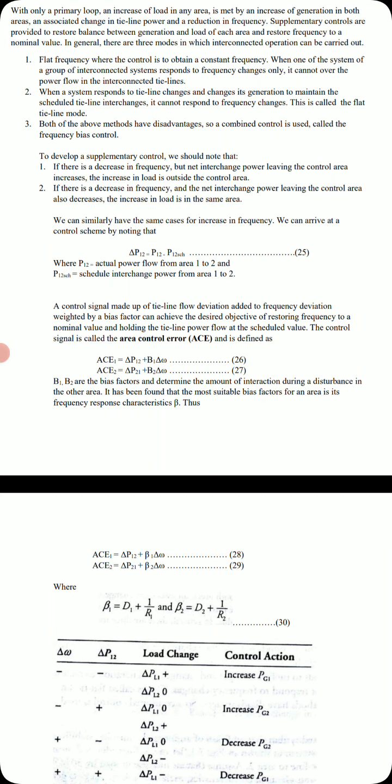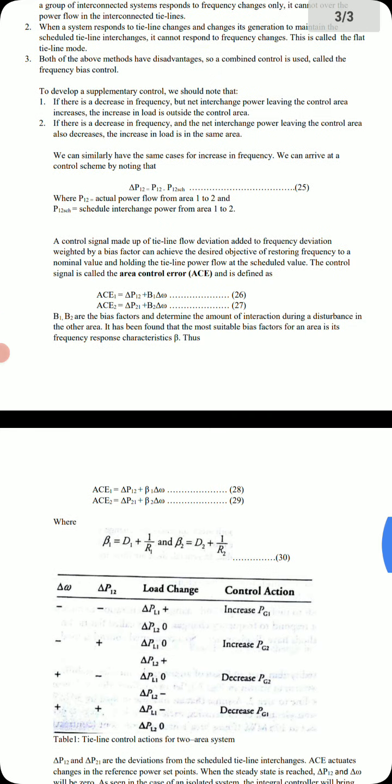Beta1 and beta2 we already know. Beta1 is equal to D1 plus 1 over R1, and beta2 is equal to D2 plus 1 over R2.